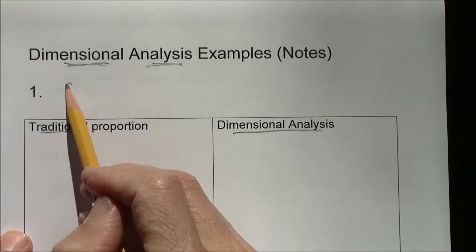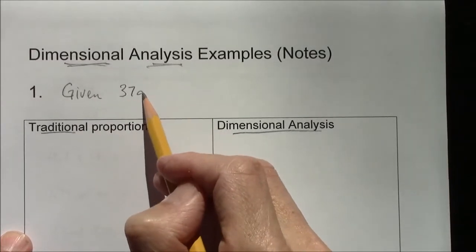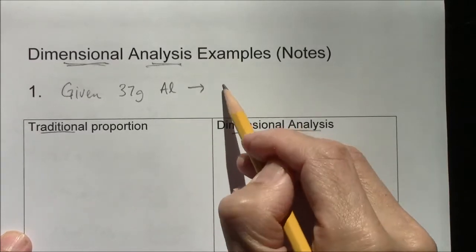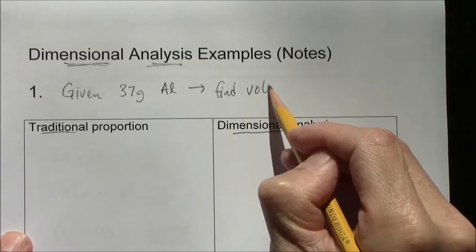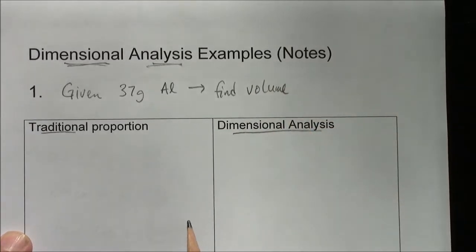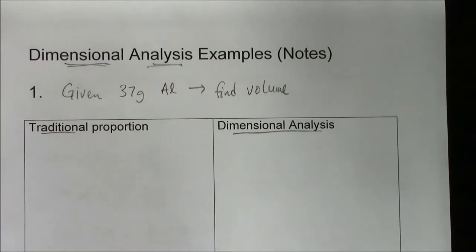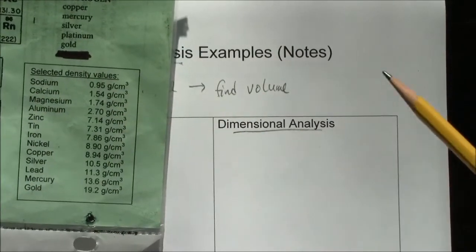Problem number one, let's say we're given 37 grams of aluminum. And suppose you want to find the volume, which would be in cubic centimeters. This is proportional reasoning using density. So on my periodic table, I can see aluminum is 2.70 grams per cubic centimeter.